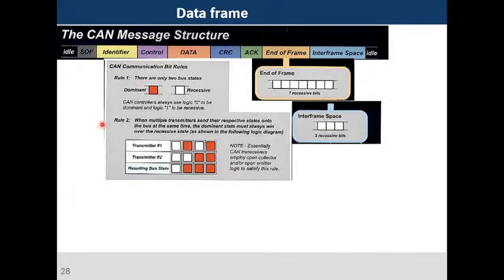Already I have mentioned the dominant bit and recessive bit, and how the bus results. If two recessive bits are sent, then the bus state will be recessive. If one of the nodes has a dominant bit, then the bus will always be dominant.